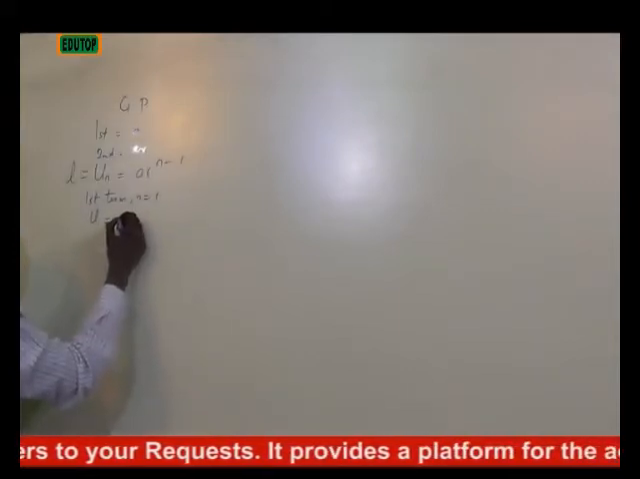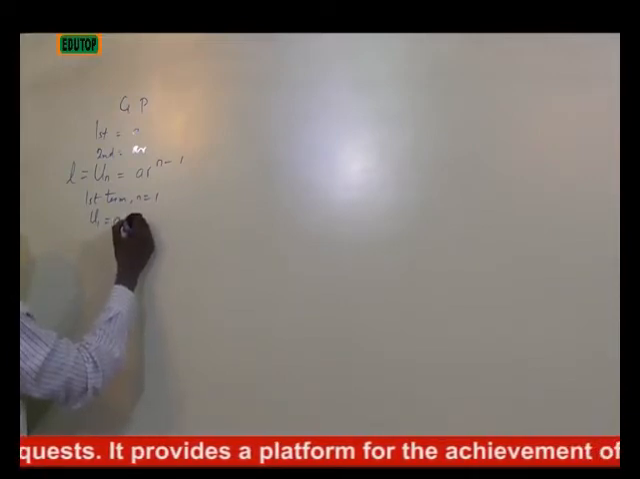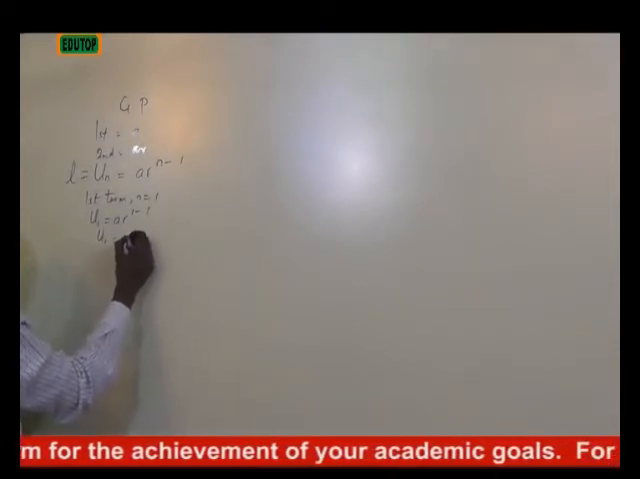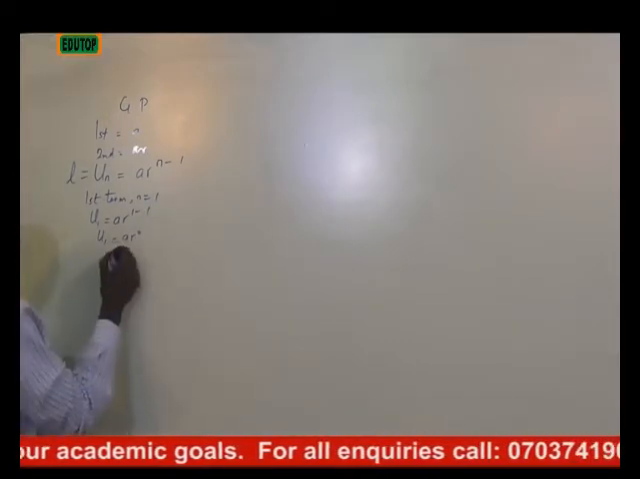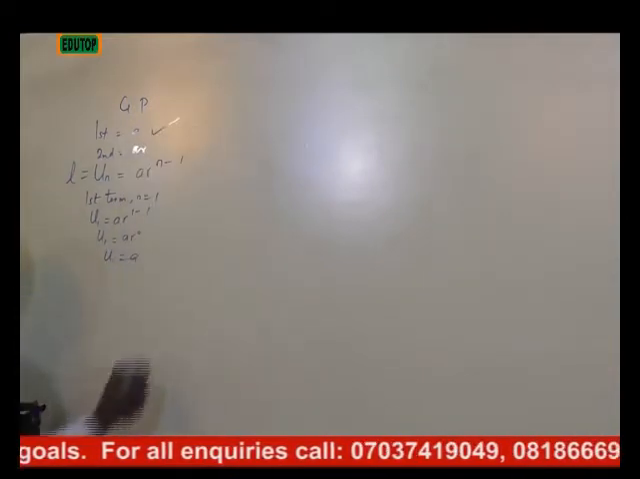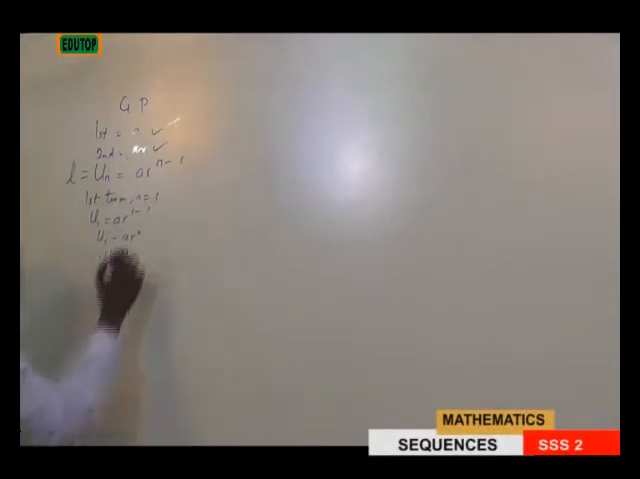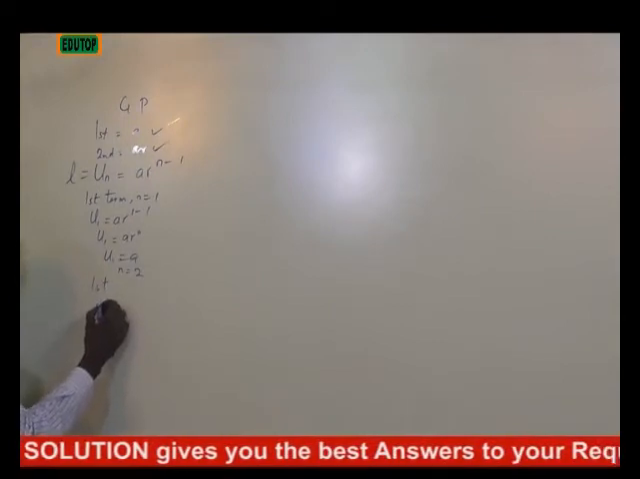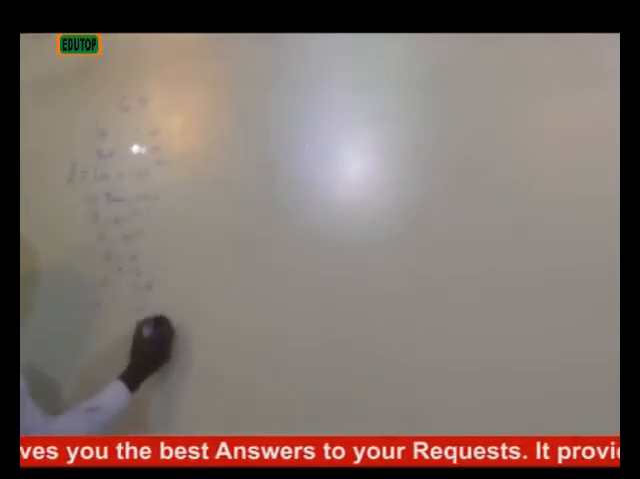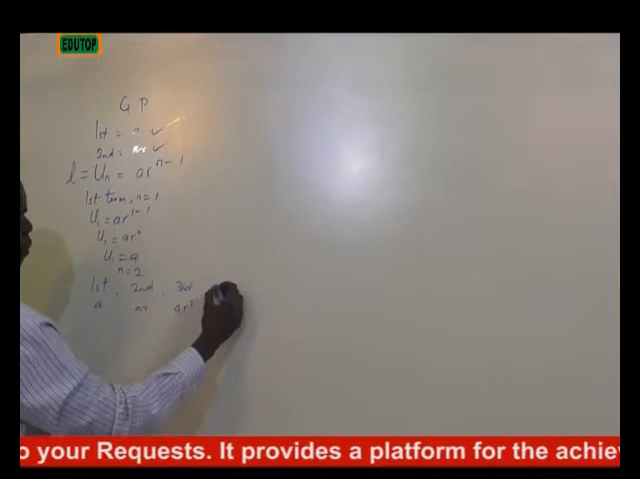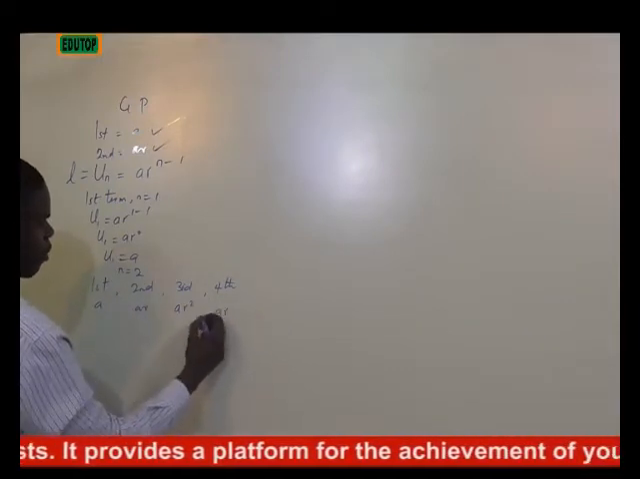So we have U1, which is ar raised to power 1 minus 1. And U1 will definitely be ar raised to power 0, and anything raised to power 0 is 1. That is where you have your U1 to be a, and that is our first term that is justified here. If you use n equals 2, you are still going to have this. So automatically our first term is a, our second term will be ar, our third term will be ar squared, and our fourth term will be ar cubed. So that is the trend that we'll have.